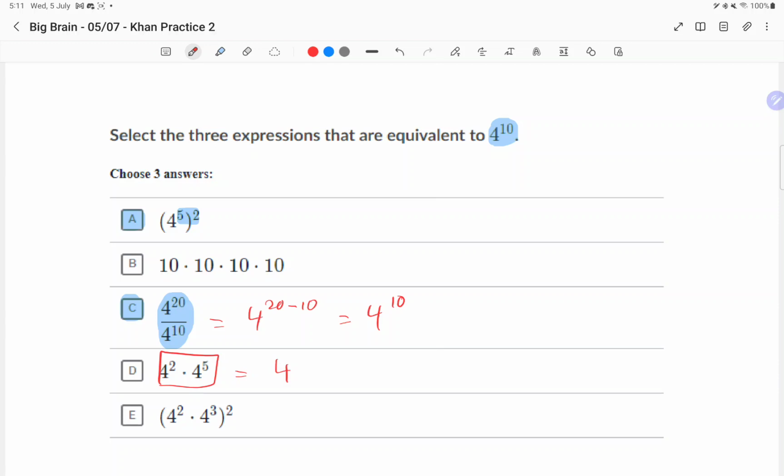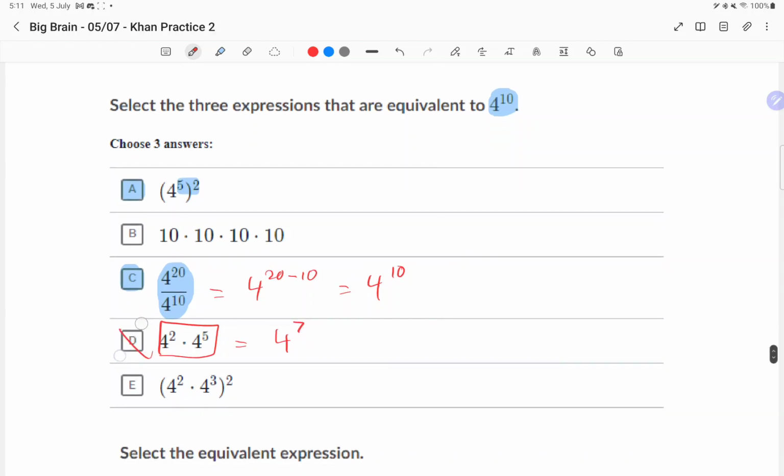Anyone? 7. Yes, you're adding up the power. Okay, so that's not quite right, which means by the process of elimination, E is correct. But why is E correct?